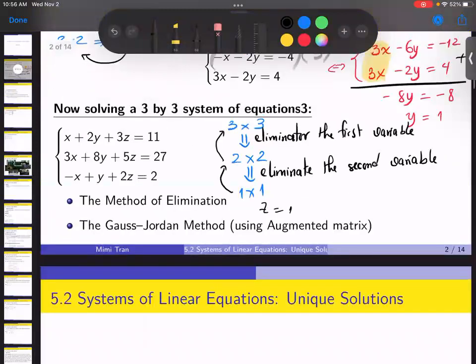Before that, I have to tell you how many ways there are to solve this equation. What I just showed you is called elimination. Both methods are called elimination, but this one is what we're going to do next, carrying out x and y and z. The second one is called the Gauss-Jordan method.